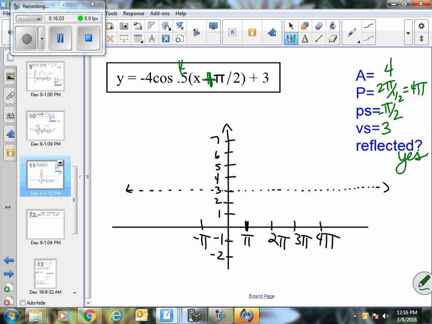Now, I've made it really light because that's not the final location. That not only has to be up 3, which I just moved it up 3, it also has to be pi over 2 to the left. So pi over 2 to the left means halfway between 0 and negative pi. So this first location, I'll make this point really big so you can see it, is halfway between 0 and negative pi, and it's at negative 1. In other words, 4 units below the middle of the graph. Okay, so it starts at the min.